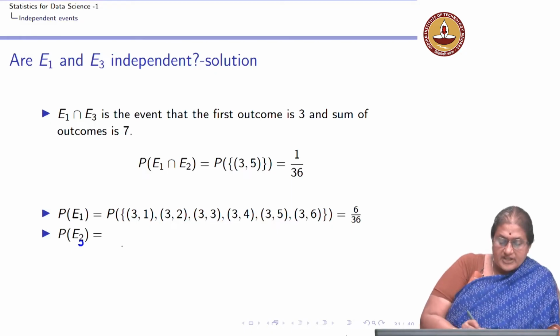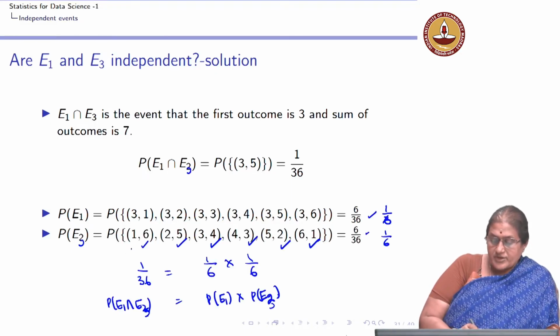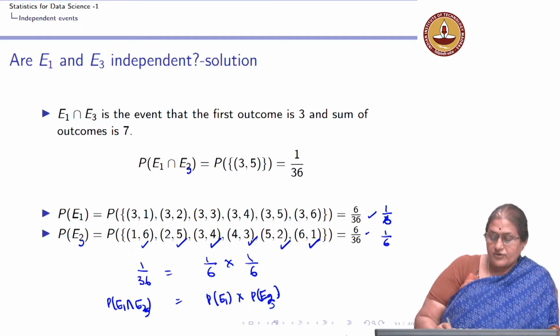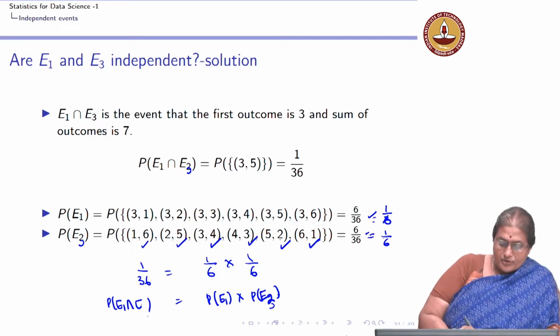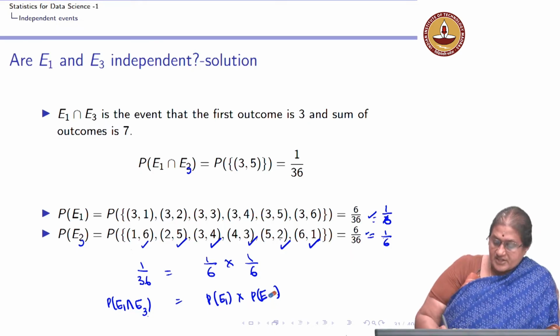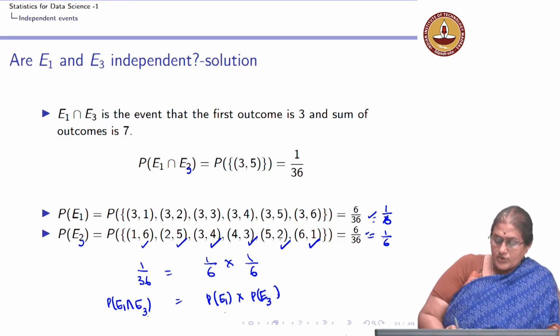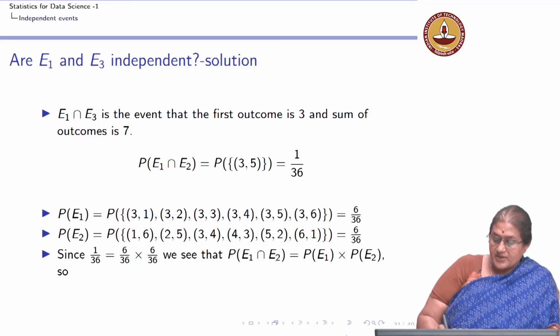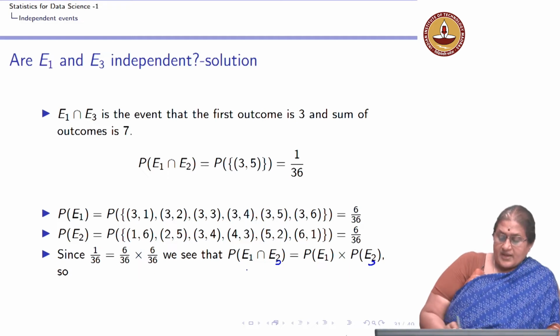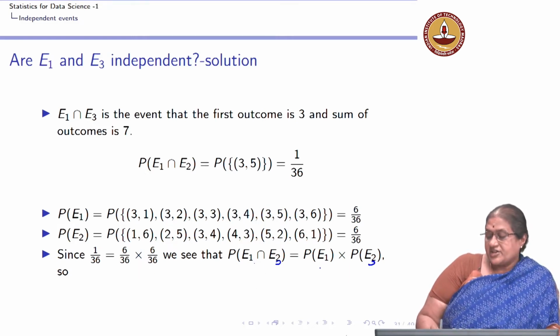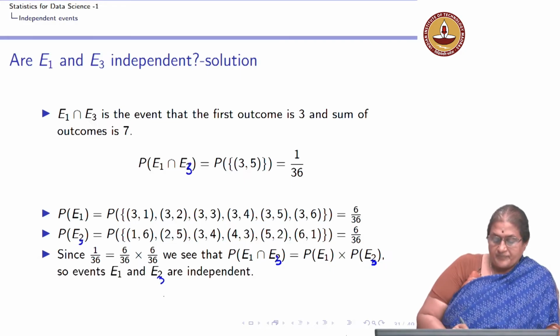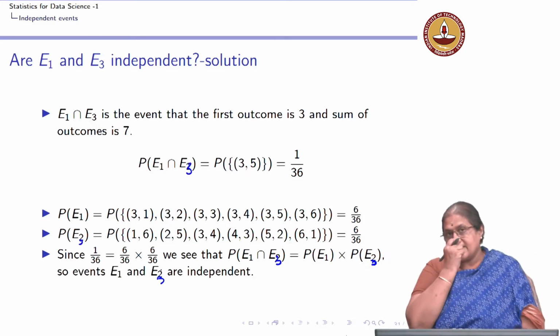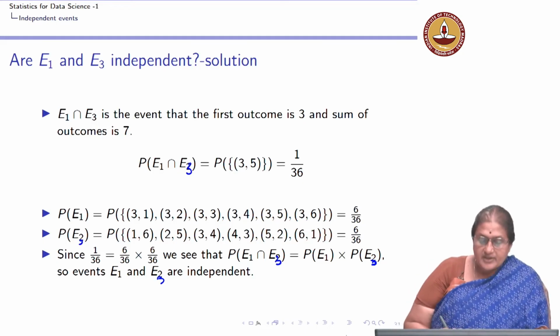I have probability of E3. Probability of E3 is probability of 1 6, 2 5, 3 4, 4 3, 5 2 and 6 1, which is equal to 6 by 36, which is also equal to 1 by 6. Hence, I have probability of E1 intersection E3 equal to probability of E1 into probability of E3 in this case. Hence, the events E1 and E3 are independent events.